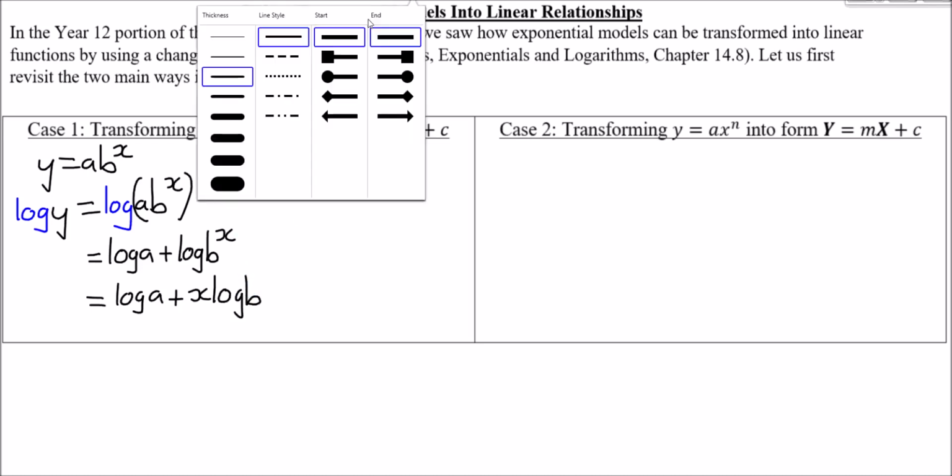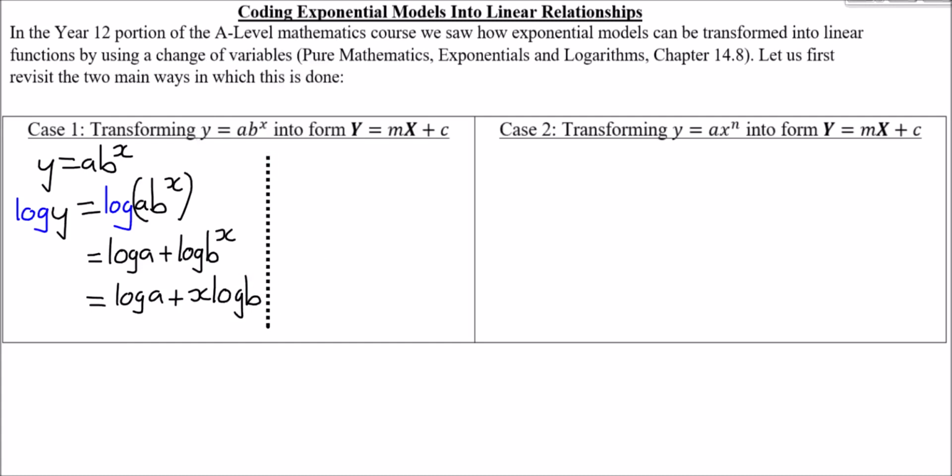So next what I want to do is rearrange this and just compare it to the general form of a straight line. So therefore we can say that log of y equals x times log b, which I'm going to rewrite slightly. I'm going to rewrite log b first, times x plus log a.